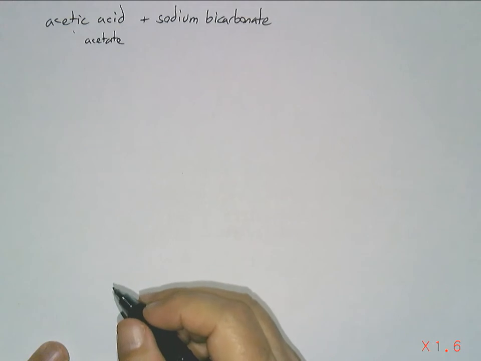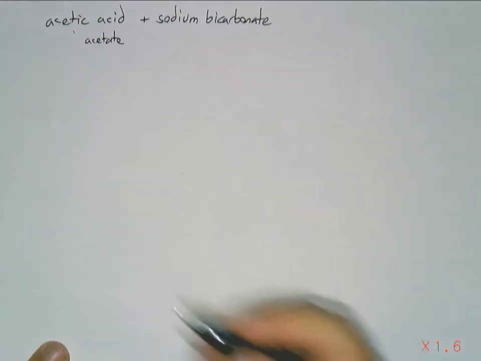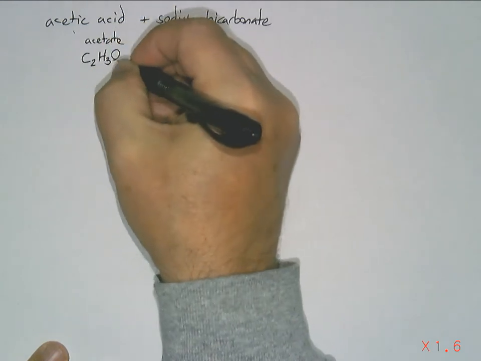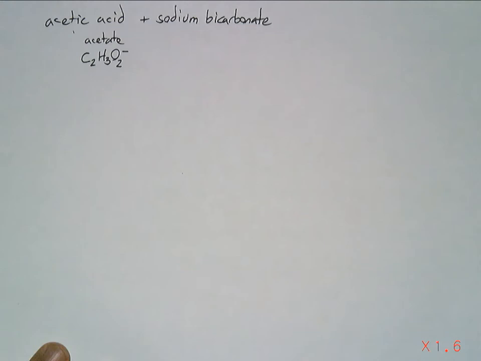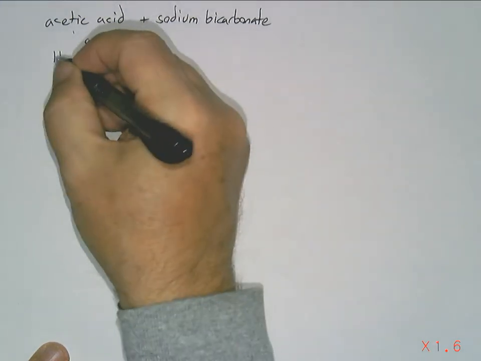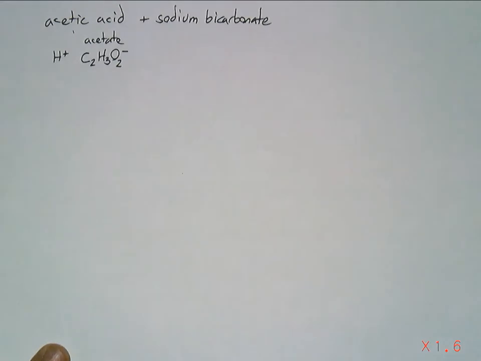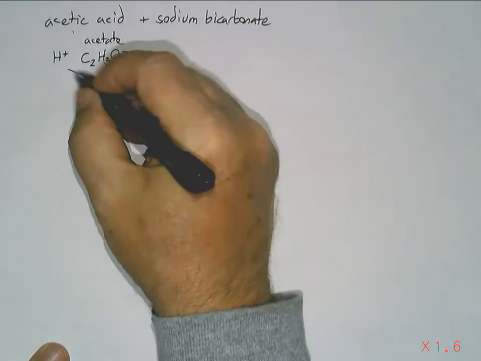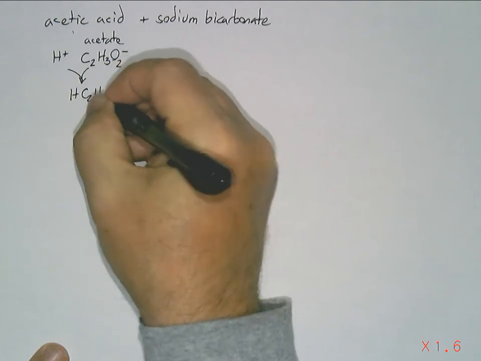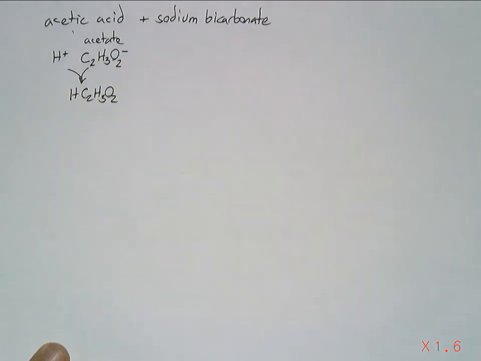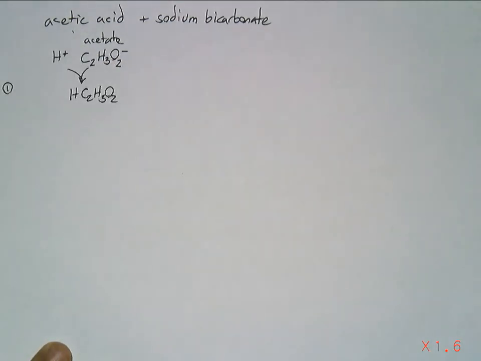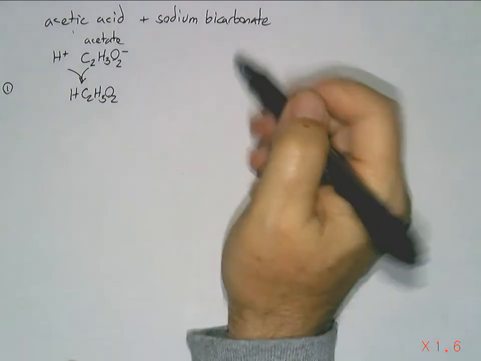And if I look at my polyatomic ion table, that's the acetate ion. If I make it into an acid by adding H plus ions to it until it is neutralized, there's the formula for the acetic acid. So step 1 is write down the formulas for the 2 reactants.